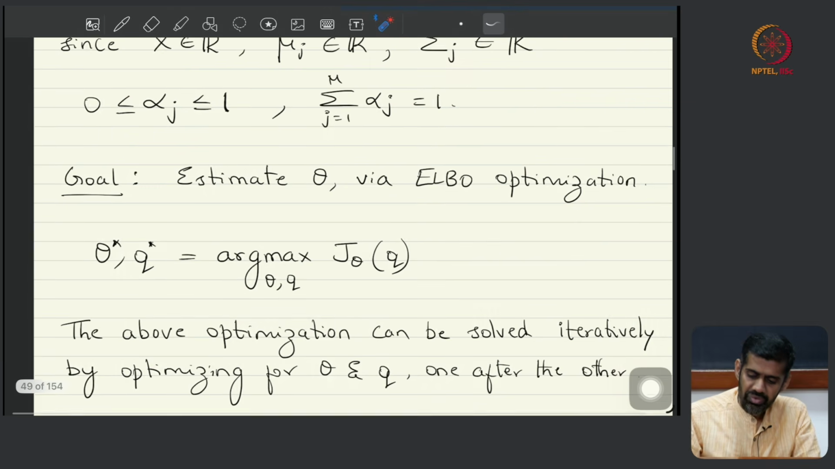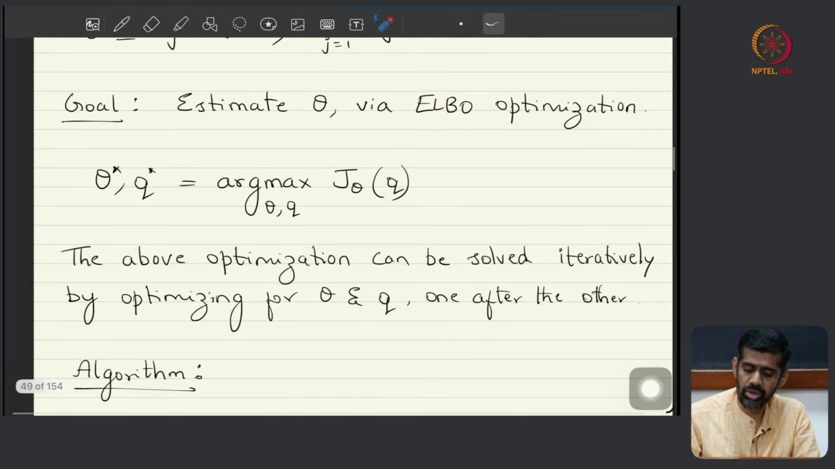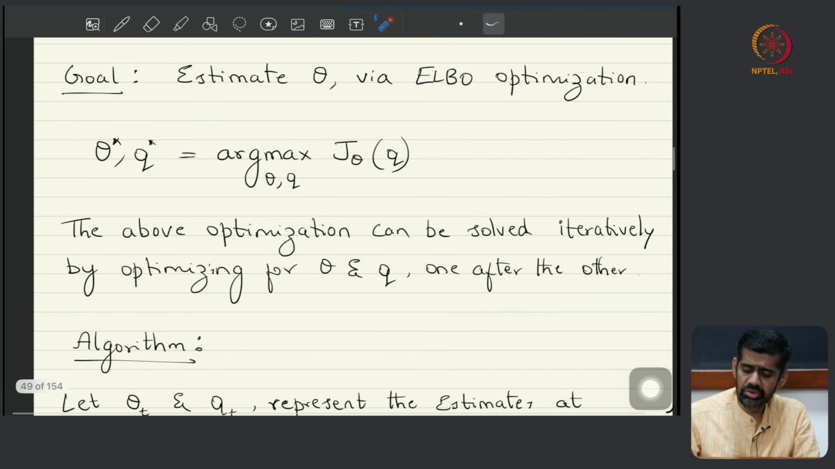Now the goal is to estimate the parameter theta via ELBO optimization because it's a latent variable model. That's what we need to do. What is ELBO optimization? We need to find the theta star and q star such that this J theta of q is maximized. So now the idea is to solve this optimization problem iteratively, once with respect to theta and once with respect to q. When you optimize with respect to theta, keep q constant. When you optimize with respect to q, keep theta constant.